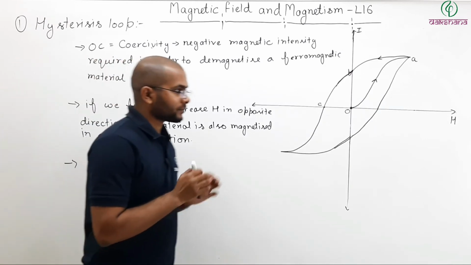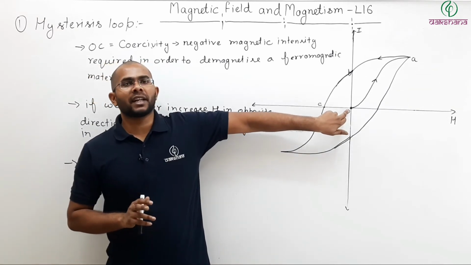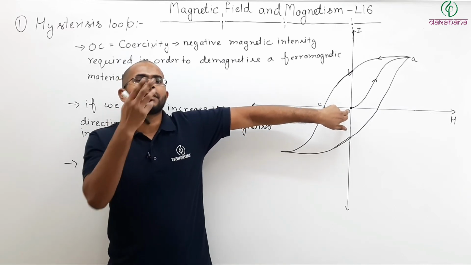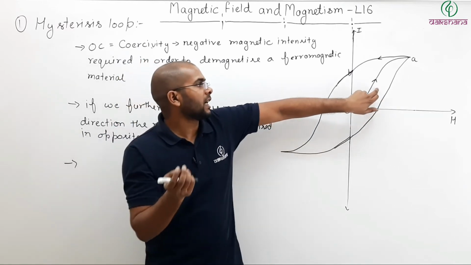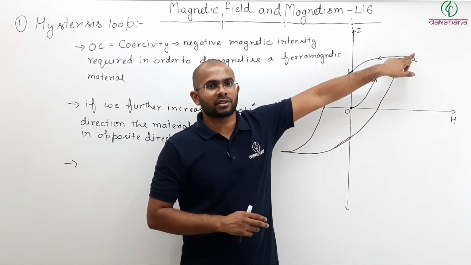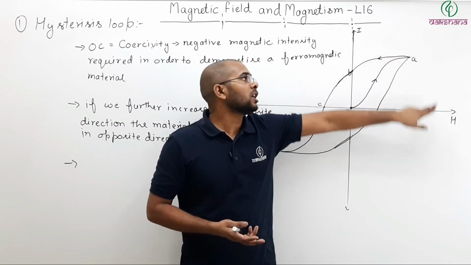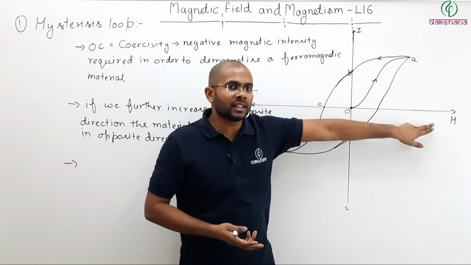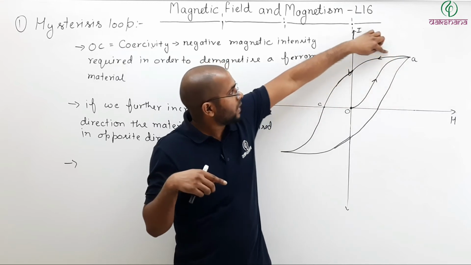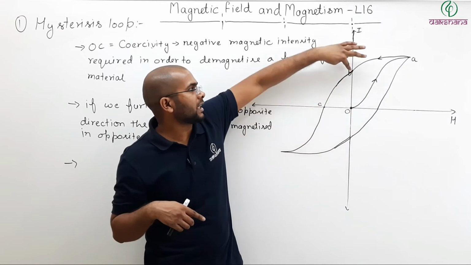If you remember, what we are doing here: initially there was zero magnetization, zero magnetic intensity. We started magnetic intensity in the positive direction, and magnetization started increasing. After a certain time it reached saturation. Beyond that, increasing the positive magnetic intensity has no effect on the magnetization. Now if I start reducing the current, then magnetization reduces, but when the magnetic intensity reaches zero, magnetization does not reach zero.